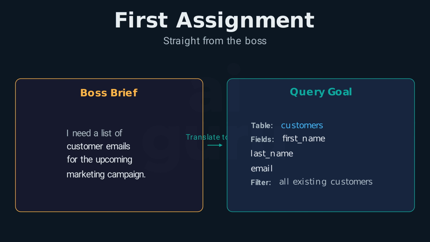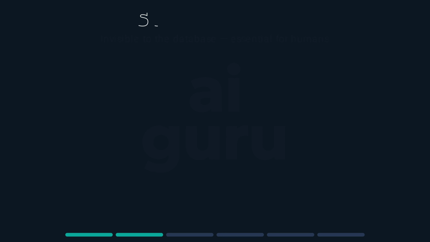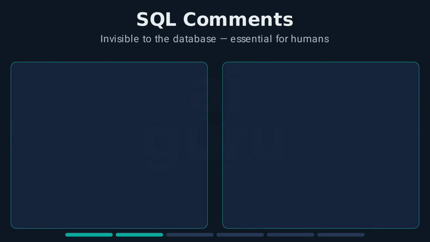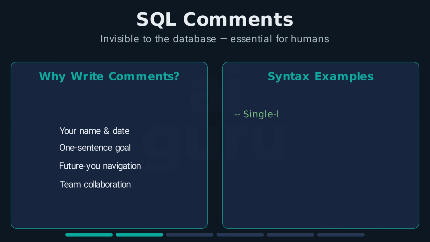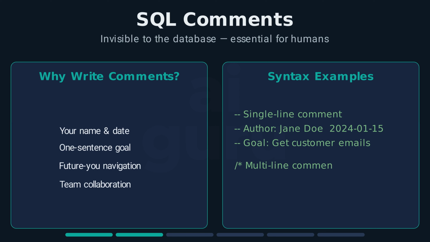Strangely enough, we start with something the database is programmed to completely ignore. We start by writing a comment. In SQL, if you type 2 hyphens, anything you write after that on the same line is totally invisible to the computer. Or you can use a slash and an asterisk for a bigger block of text.